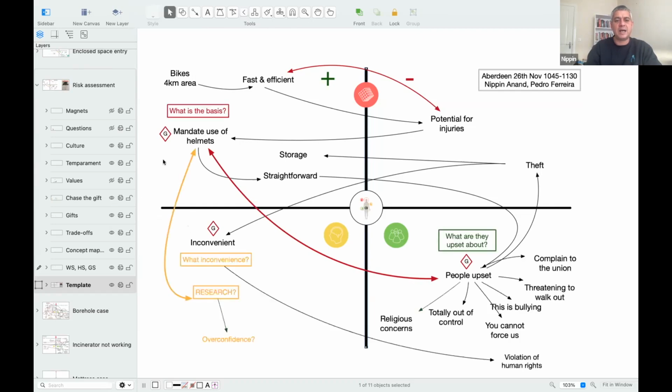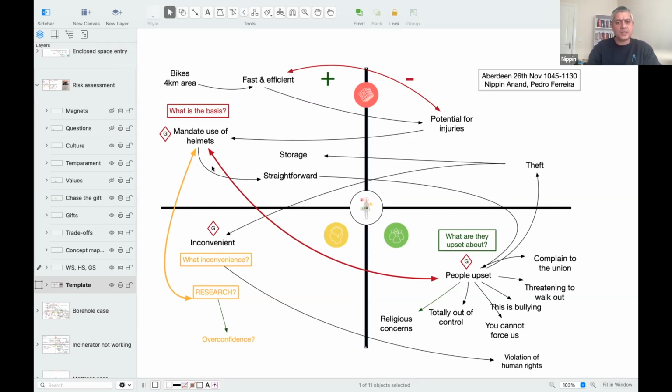So when we chase the gift, we ask the question, for example, what is the basis for mandating the helmet, right? Have you done any sort of research on this? Because the byproduct, as we call it, of mandating the helmet is that you might end up in a situation where people become overconfident. Research shows that people become overconfident, and then you might start to face more accidents as a result. So have you thought about that, the byproduct of using a helmet? The reason for using a double arrow is that it goes in both directions, and that is a trade-off or a byproduct. I will come to trade-offs in a minute.